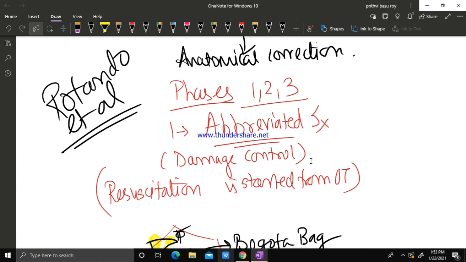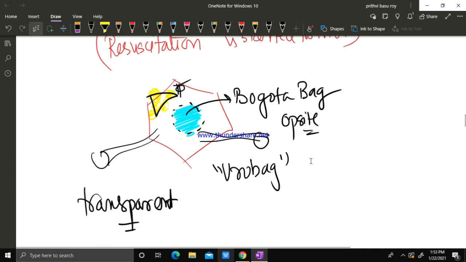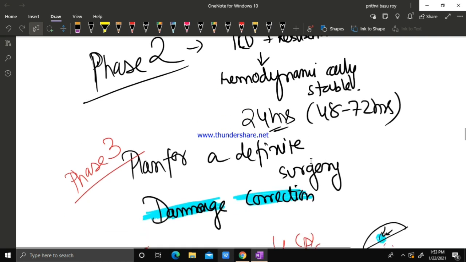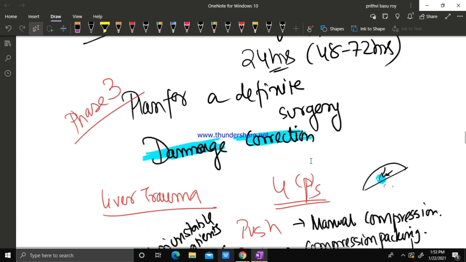Now you do the phases. First is the abbreviated surgery. You do a compression packing, Bogota bag, take out drains. Phase 2, you send the patient to ICU. Resuscitation should start from the OT and continue in the ICU. After 48 hours you plan for surgery, the damage correction surgery.